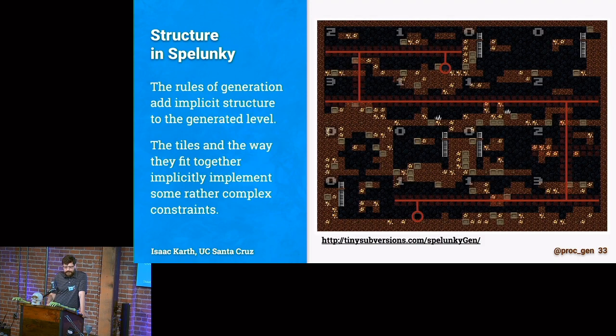Another example is the way that Spelunky guarantees that there's a path between the entrance and the exit, and it does this by having very specific rules for which rooms can connect to other rooms. So there's always going to be some way to get from point A to point B, even if that's kind of the long way around.